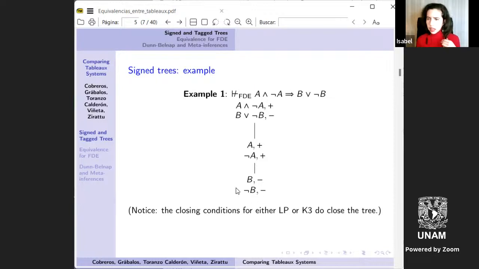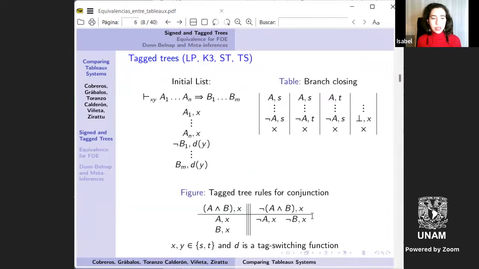Here you can see the mouse, right? And also a multi-method with a plus here. Because LP and K3 are paraconsistent and paracomplete. So this would be an example for building the most basic tree for FDE.